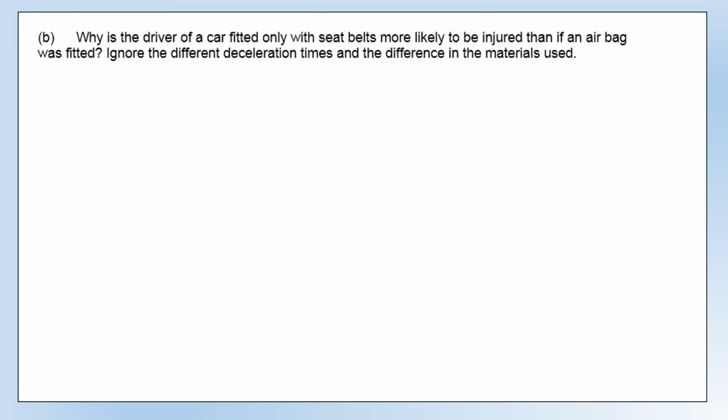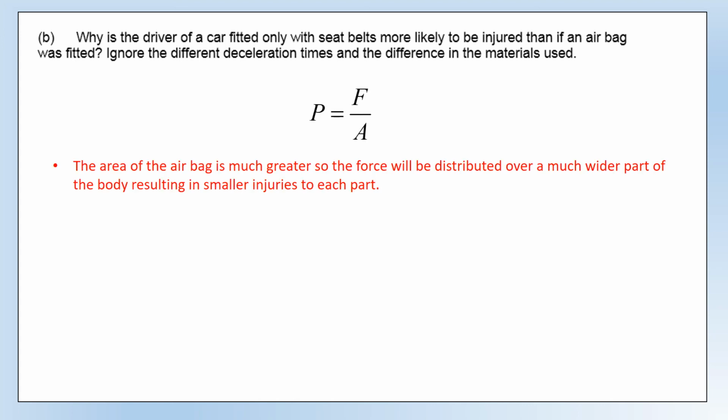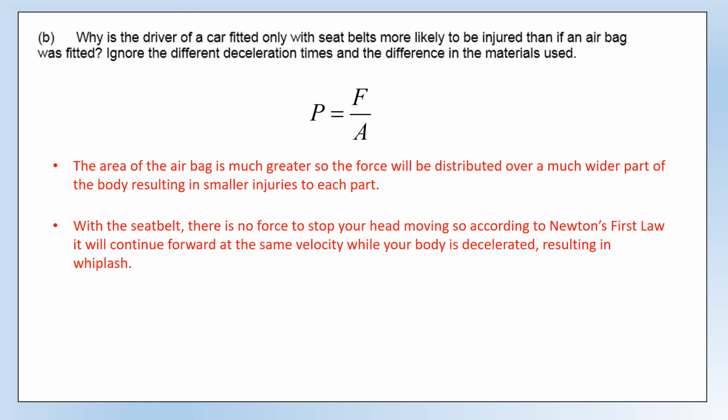Okay, so part B. Why is the driver of a car fitted only with seatbelts more likely to be injured than if an airbag was fitted? This time we're going to ignore the deceleration times and the difference in the materials used. I've come up with a couple of different things you could use to explain this. The area of an airbag is much bigger than a seatbelt, which means the force would be distributed over a much wider part of the body, which will give smaller injuries to each part. That's one way you could argue this.